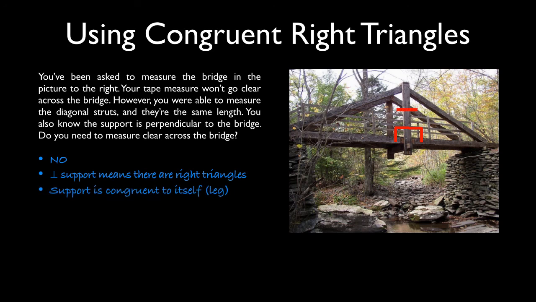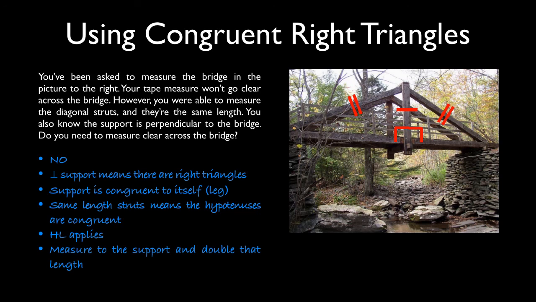Okay, the support is congruent to itself by the reflexive property of congruence. Hey, that's a leg of a right triangle. The struts being congruent means that the hypotenuses of the right triangles are congruent. So our hypotenuse-leg theorem applies. So all that you have to do is measure from one shore to the strut and double that length. Voila! We have used congruent right triangles to measure clear across this bridge.